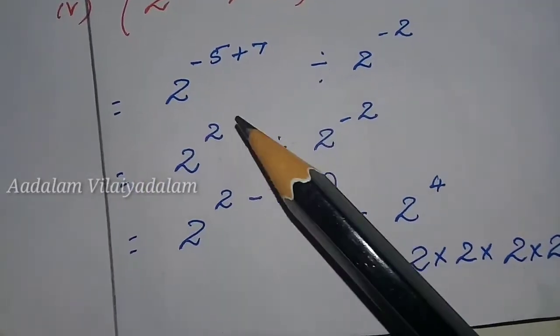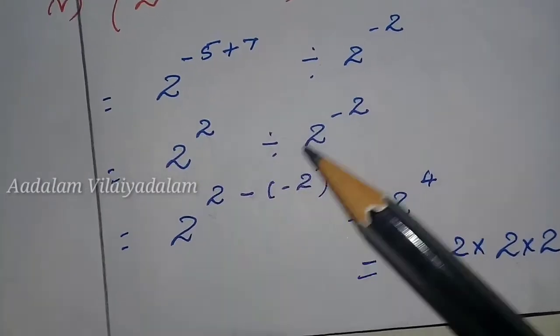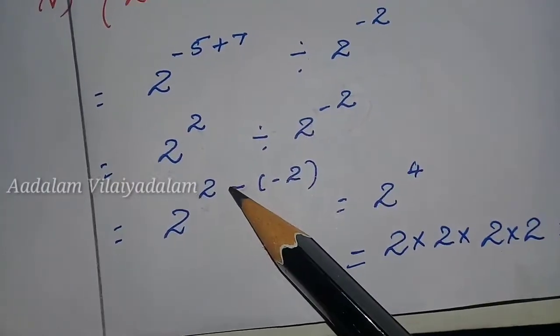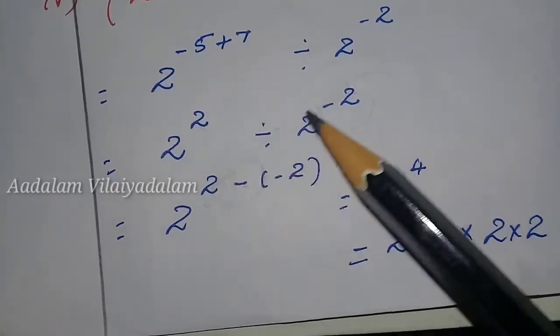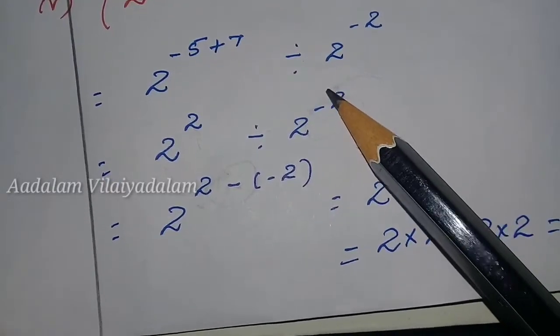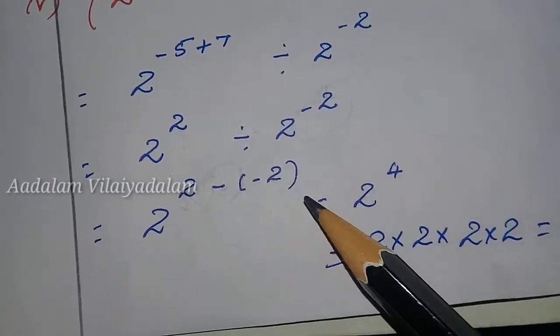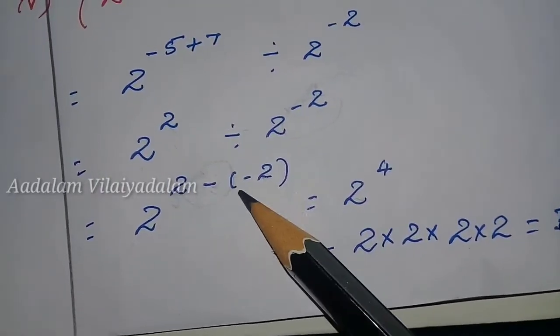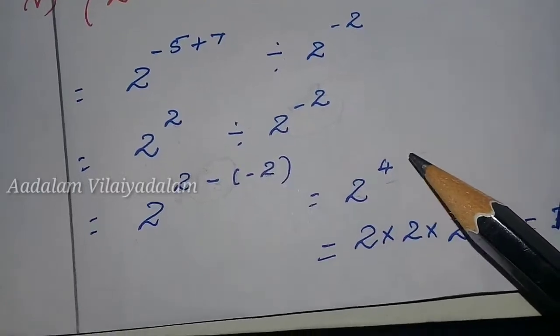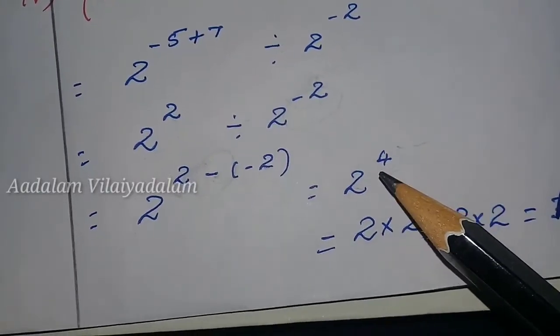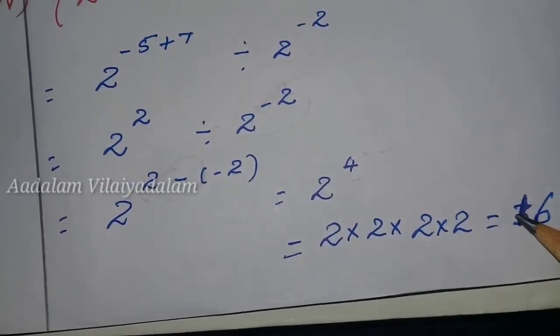So 2 power 2 minus of minus 2. In division you put the minus sign here, and the power already has a minus sign. So 2 power 2 minus of minus 2. Here minus into minus is plus, so 2 power 4. 2 power 4 means we have to write 2 four times. So the answer is 16.